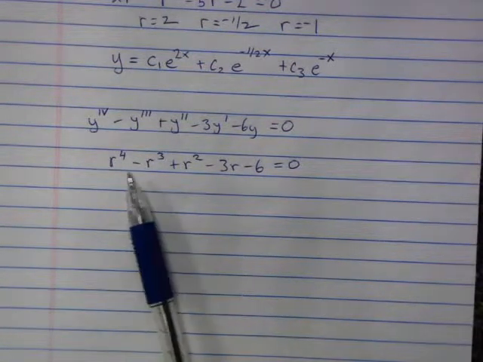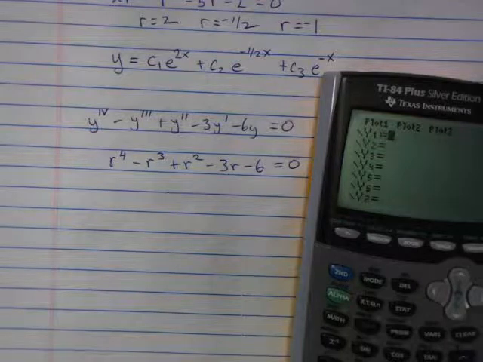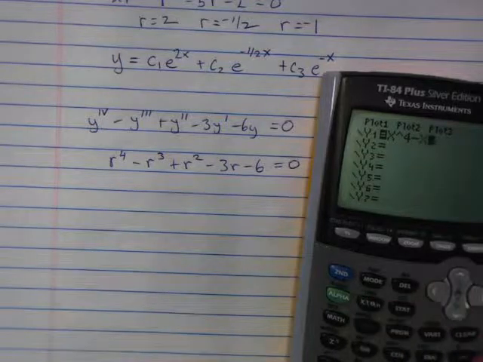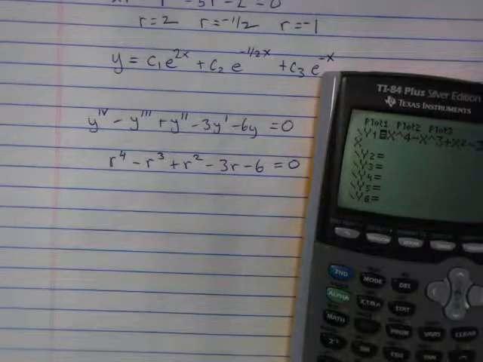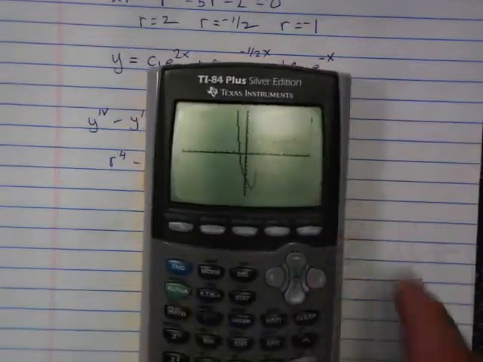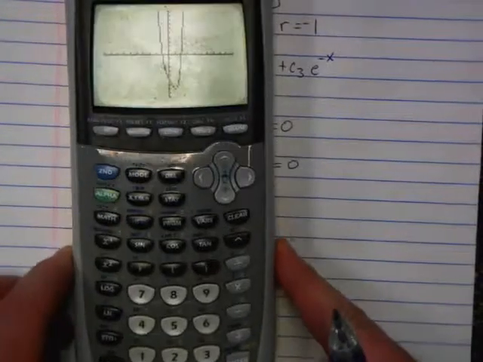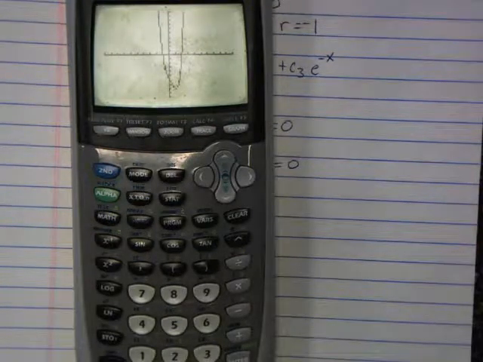How do you solve a 4th degree polynomial? Calculator. Calculator, all right. x to the 4th minus x cubed plus x squared minus 3x minus 6. How many answers should I find? 4. How many answers do I see? 2. Where are the other 2? Invisible. They are invisible because they are imaginary.